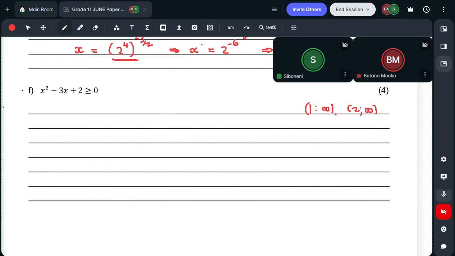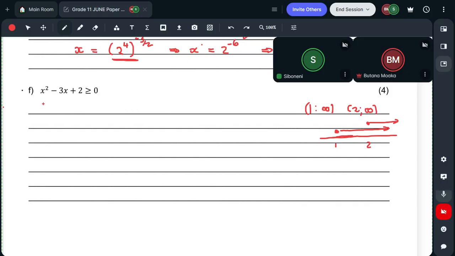So you're saying that if I have a number line like this, you see, even when you struggle to interpret your answer, you can see that there's something wrong. You are saying that it starts from 1 all the way to infinity, then it starts from 2 all the way to infinity. So what you are trying to tell me is that it takes all the values from 1 to infinity, but it's fine. Let's work on this one.